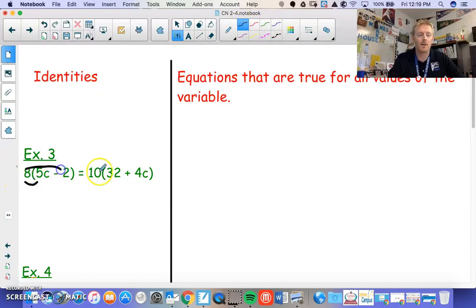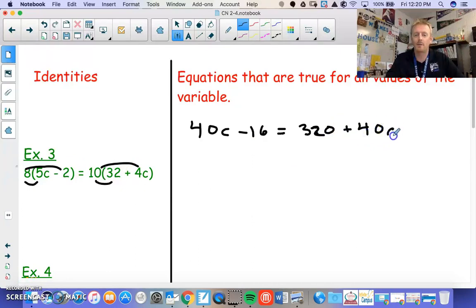So I'm going to distribute and rewrite my math problem over here. So we have 40c, because 8 times 5c makes 40c. 8 times that negative 2 makes a negative 16. 10 times 32 makes 320. And then 10 times that 4c makes a positive 40c.